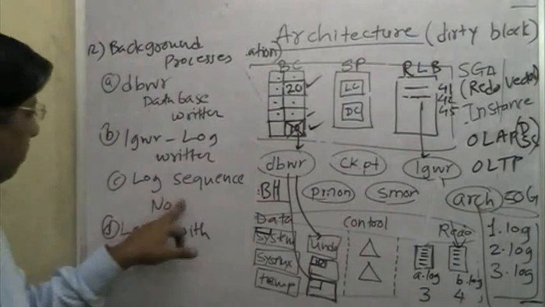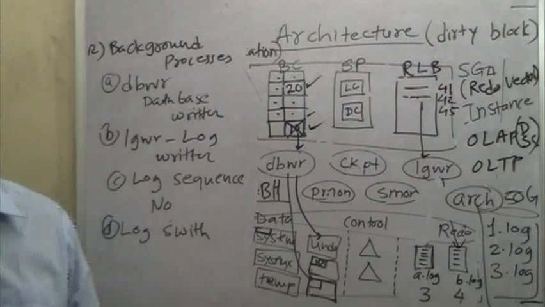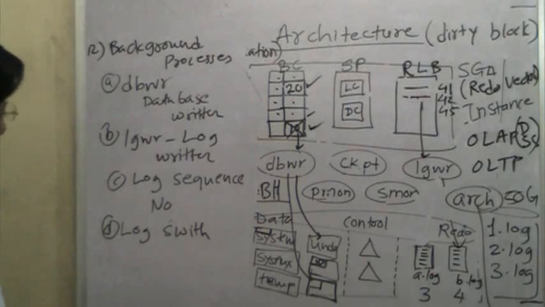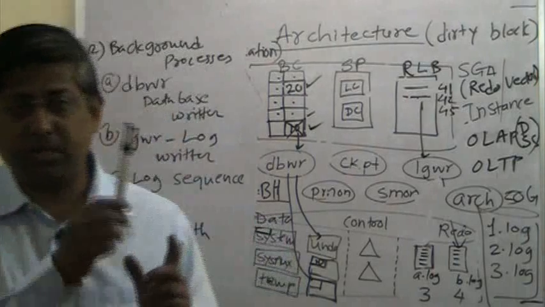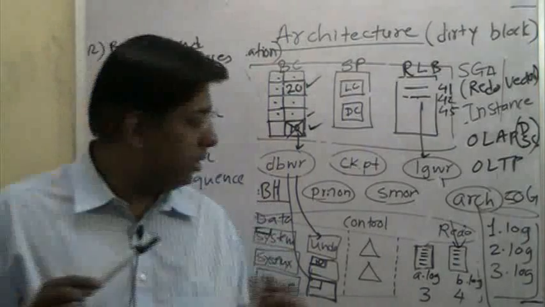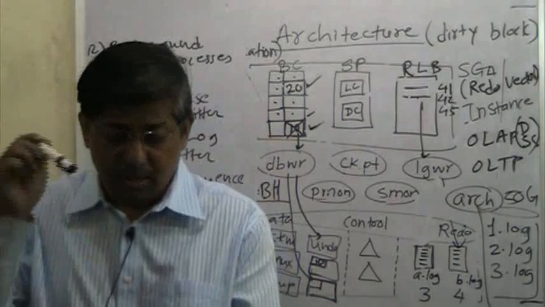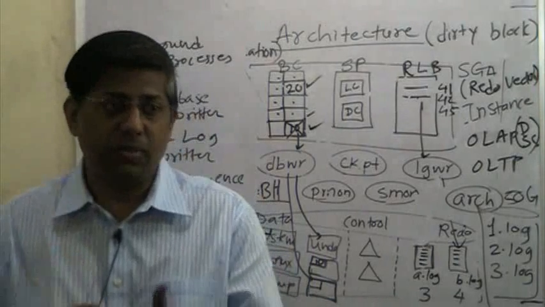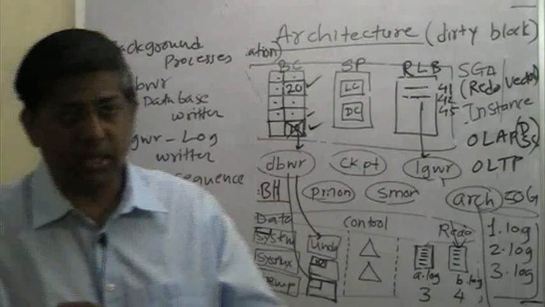What is a log sequence number? It is a number given to each redo file, and it keeps on incrementing, starting from 1, 2, 3, 4, 5, 6. Just like the SCN number increments from 1, 2, 3, 4, 5, 6, 7, 8. The SCN number is for each transaction. The log sequence number is for each redo file. So there is a big difference between the SCN number and the log sequence number.